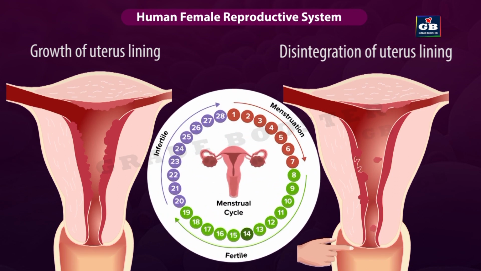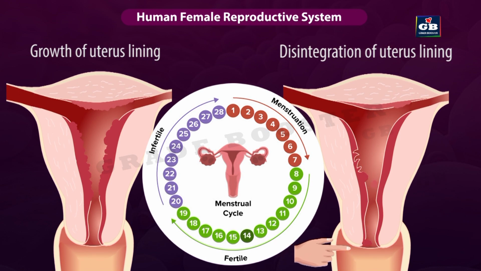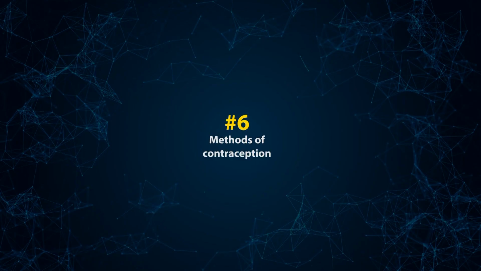The loss of blood and mucus from the vagina lasts for 2 to 8 days. This process is called menstruation. Since this process is periodical and happens every 28 days, it is called the menstrual cycle or periods. This is all about the female reproductive system.